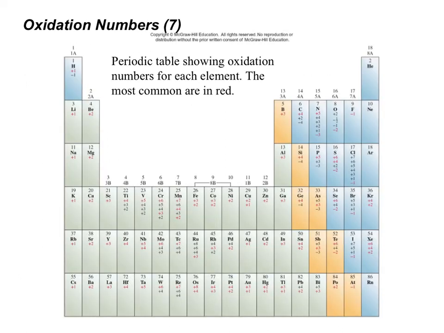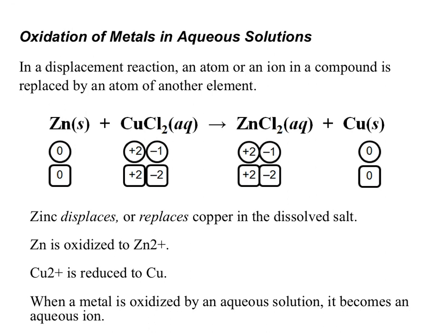Here is a periodic table showing the oxidation numbers for each element. The most common ones are in red. You do not need to memorize all of these, as usually you are able to figure it out from context.